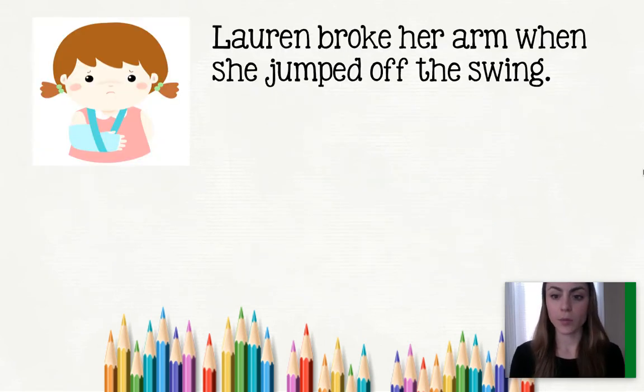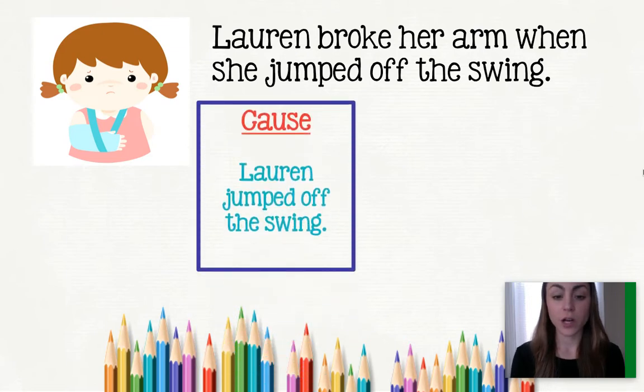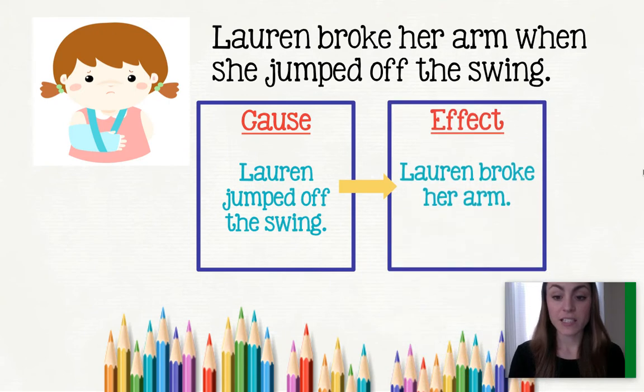So again, Lauren broke her arm when she jumped off the swing. The cause is Lauren jumped off the swing. And the effect is that Lauren broke her arm. Even though the ending of that sentence is what we have as our cause here, it doesn't mean that didn't happen first. It's just the structure in which the author chose to write that sentence.